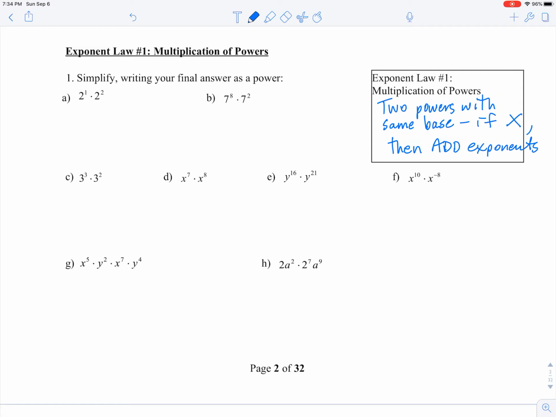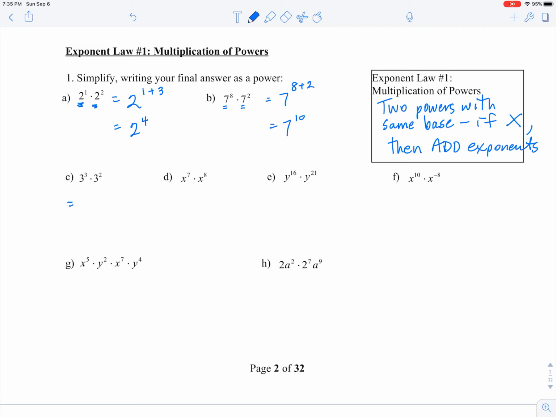So here we've got 2 to the 1 times 2 to the 2. That dot also means multiply, just a reminder. The base is the same. It's both a 2, so I can write this as 2 to the 1 plus 3, which would give me 2 to the 4. Next one, I've got a base of 7. The bases match, and we're timesing them. So we're going to add the exponents. So it's going to be 7 to the exponent 8 plus 2, or 7 to the 10.